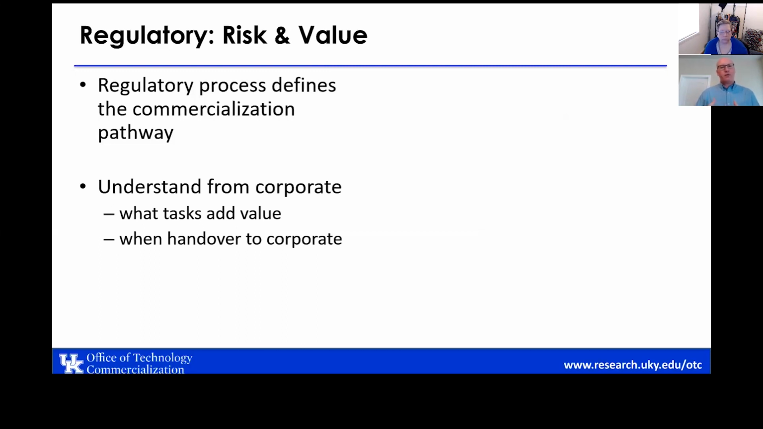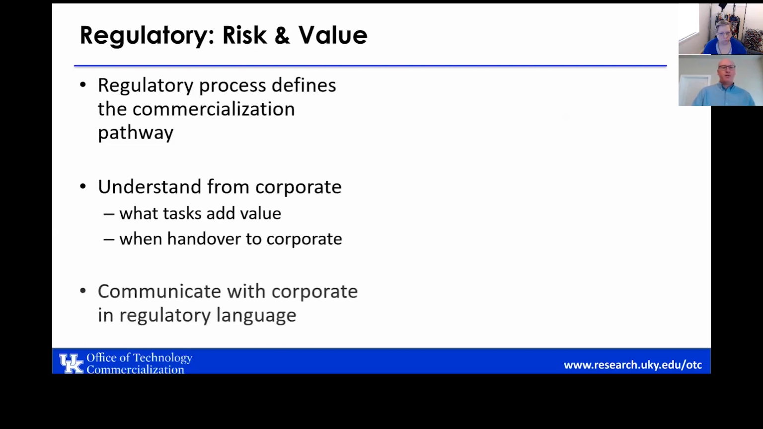So when do they want to look at acquiring you? Maybe if you're a pharmaceutical, they want you to get through clinical trials. Maybe they want you to get through phase 1 clinical trials, phase 2 clinical trials. You can talk to them and understand. Certain types of pharmaceutical companies might want to acquire at the pre-IND stage. So you talk to them and understand what that appetite is and let that define the stages of your commercialization. And then finally, you want to communicate with the corporate in regulatory language.